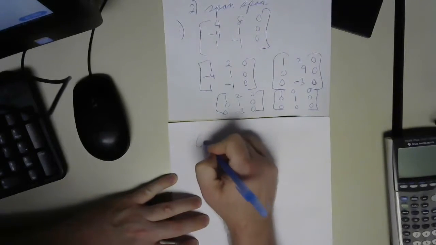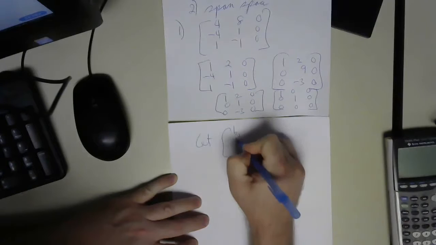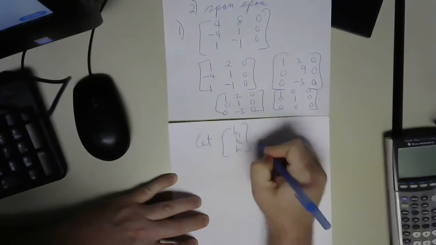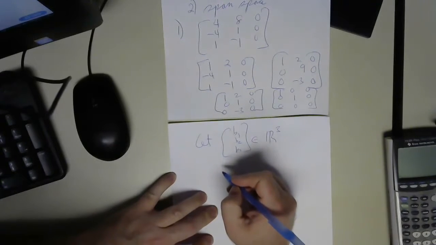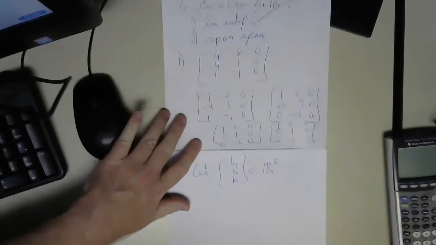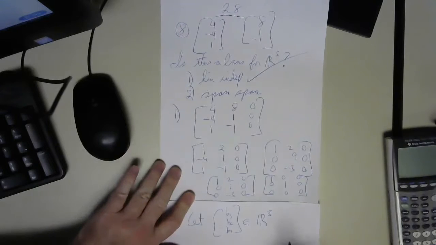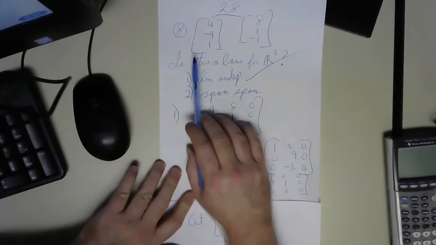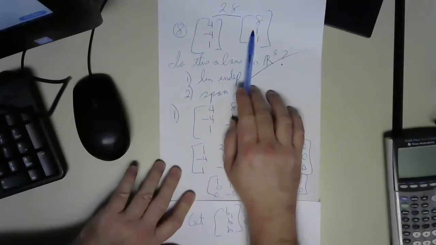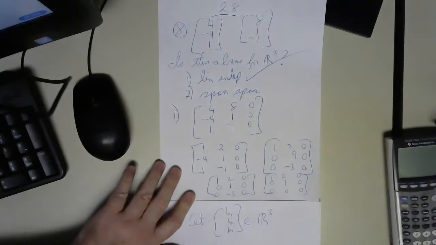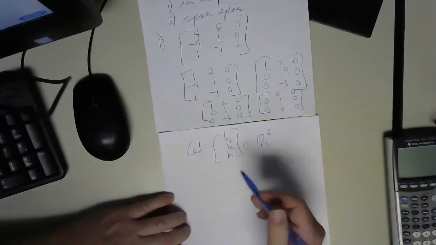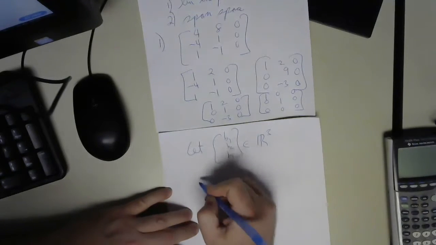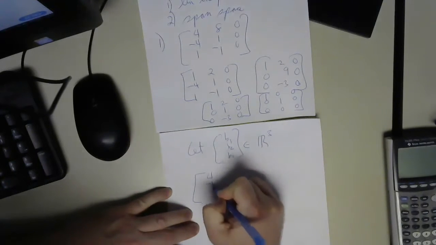So what I could do is just let b1, b2, b3 be an arbitrary vector in R3. The only way that those two vectors will span the space is if there exists an x1 and an x2 such that x1 times this plus x2 times that is equal to those b's. Because if it spans the space, then every vector in R3 can be represented as a linear combination of those two vectors. So the system for that looks like this.